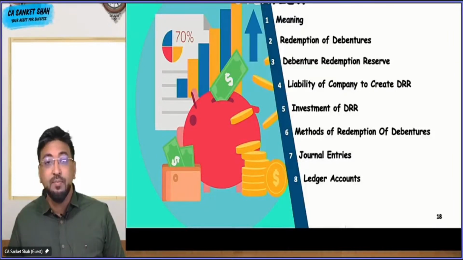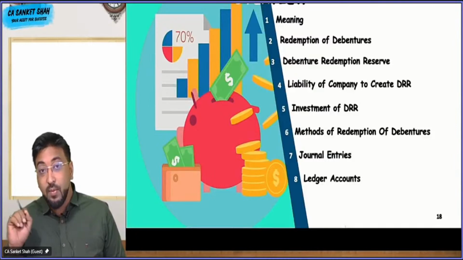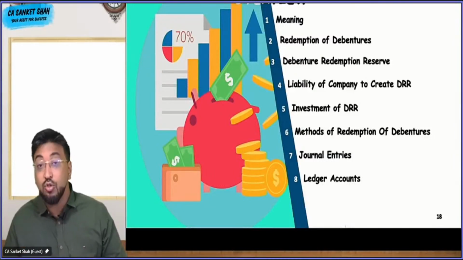Hello friends, in the modern approach, if you remember, the asset shows a debit balance, liability shows a credit balance, expenses debit, income credit, and capital credit.